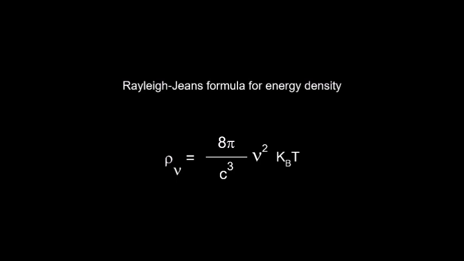The Rayleigh-Jeans Law states that the energy density of blackbody radiation can be estimated as a function of frequency, which changes with the square of that frequency.